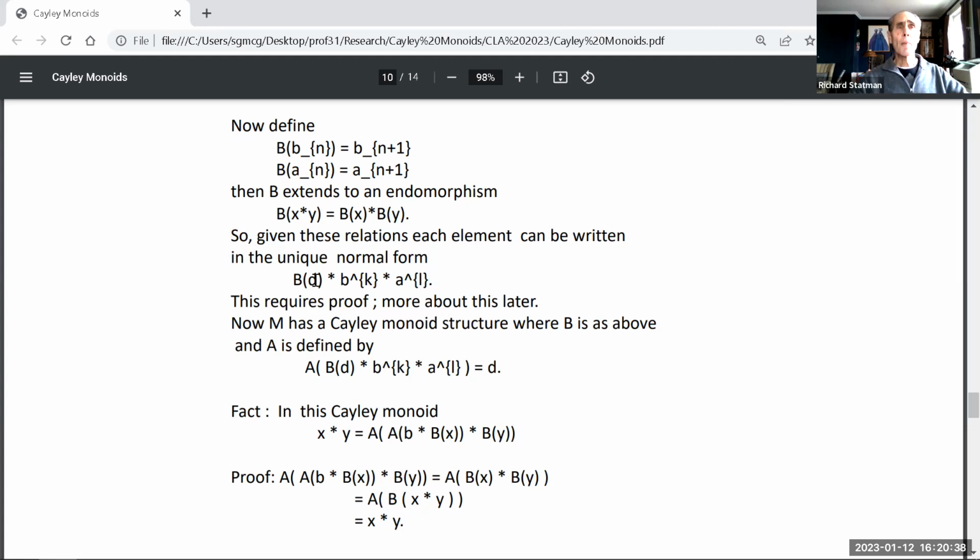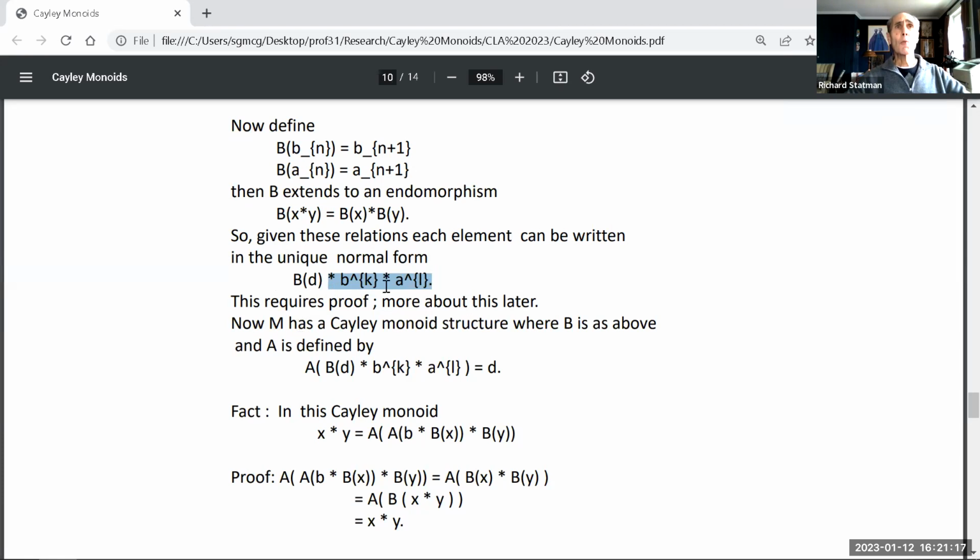Okay, so B to the K times A to the L. This part here, if you know anything about semigroups, I don't know, semigroup theory is quite chaotic. But this by itself is what's called the bicycle monoid, and it occurs very often in this context. This is a bit more. All right, so these normal forms are unique, and that requires proof as well. More about that later.